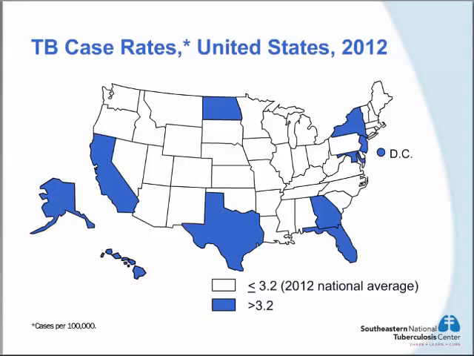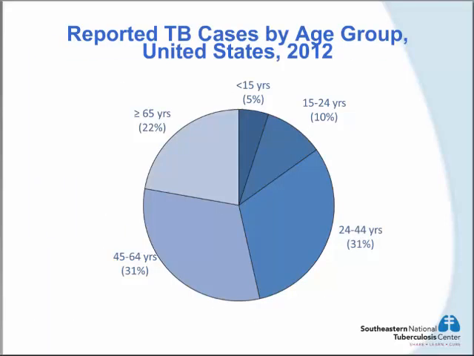In this map, you can see the TB rates by state. The states in blue represent states that have rates above the national average. The national average is 3.2 per 100,000 population. That was in 2012. And you can see that there are several states that have more than that. In particular, there are 4 states that carry the TB disease in the United States, and those are California, Texas, Florida, and New York.